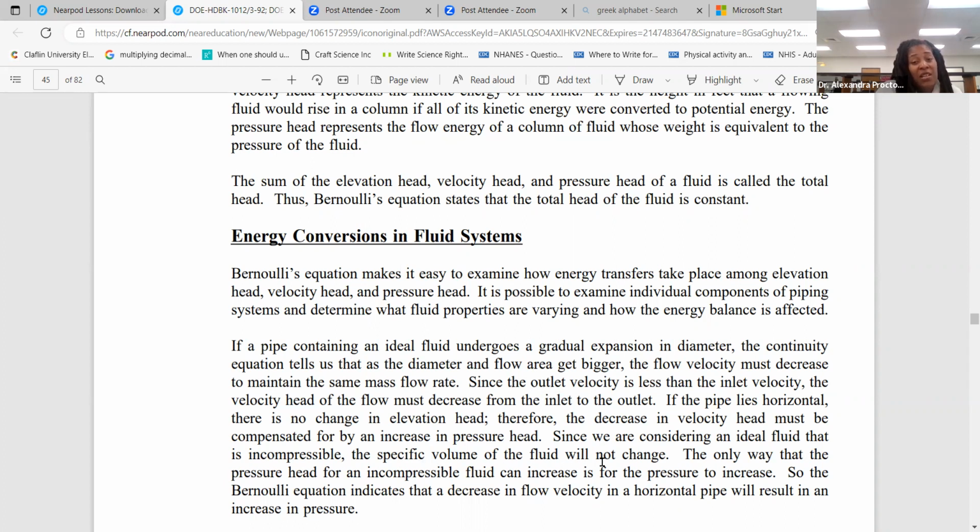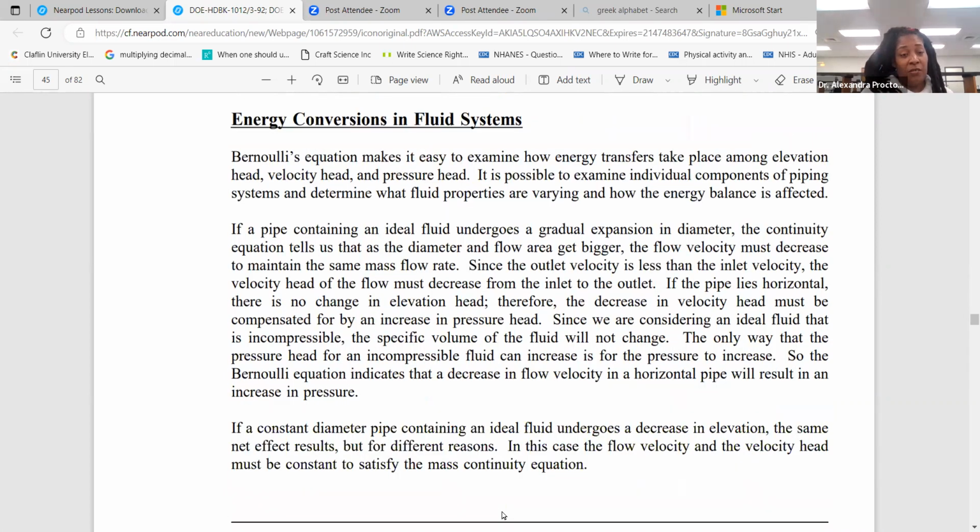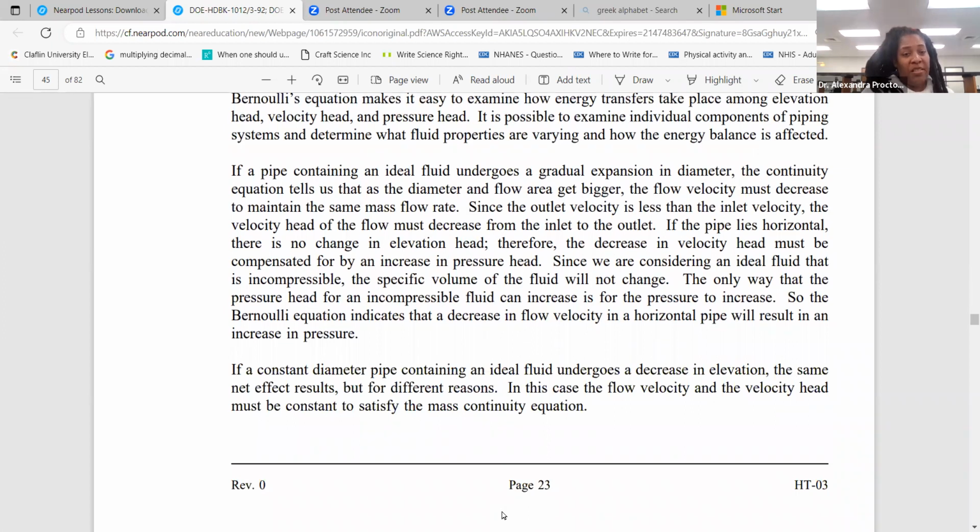Since we're considering this ideal fluid to be incompressible, the specific volume of the fluid doesn't change. The only way that the pressure head for an incompressible fluid can increase is for the pressure itself to increase. So Bernoulli's equation indicates that a decrease in flow velocity in a horizontal pipe will result in an increase in pressure. And if a constant diameter pipe containing an ideal fluid undergoes a decrease in elevation, the same net effect results, but for different reasons.